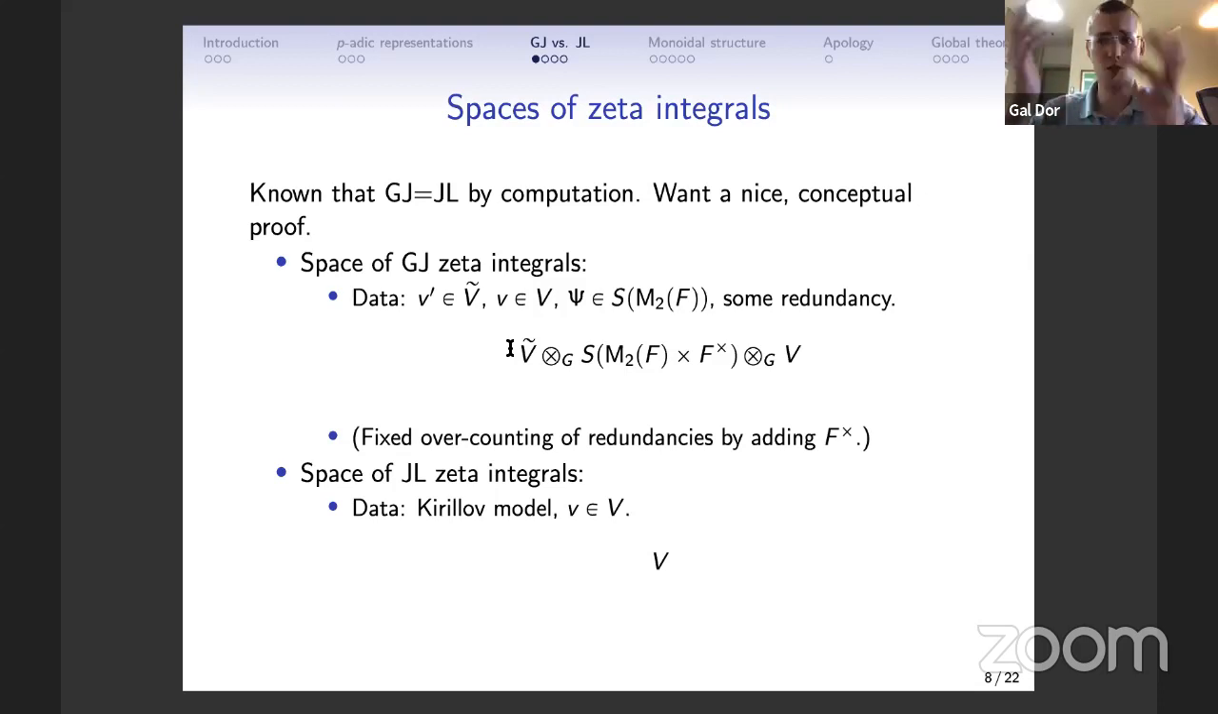As I said, there are only 2 ingredients. One is a vector in the representation, and the other is essentially unique, a Kirillov model. So just for the moment, let's think of this space as just being V. So any element of V gives a zeta integral. So basically, I have all of the setup I wanted. I have 2 spaces that parameterize zeta integrals. One is V tilde times this space of functions times V, and the other is just V. And I promised you a correspondence between them.